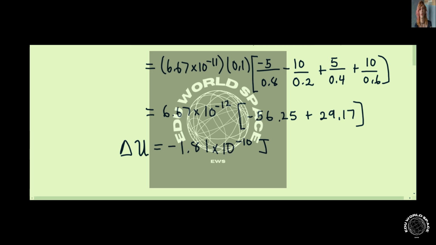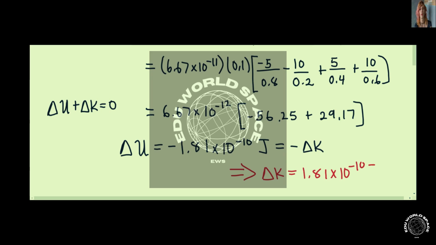Because of conservation of energy, any change in the potential energy is just going to translate into kinetic energy. So the change in potential energy is the same as negative the change in kinetic energy, and that comes from the fact that delta U plus delta K has to equal 0. What that means is that delta K is equal to 1.81 times 10 to the minus 10 joules.